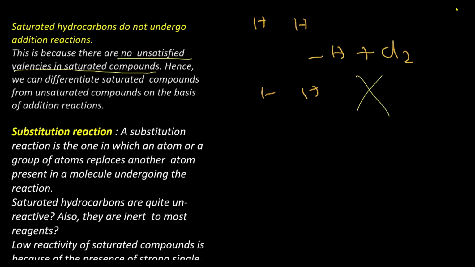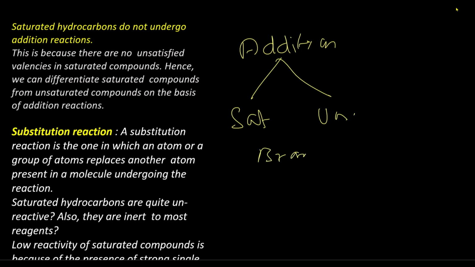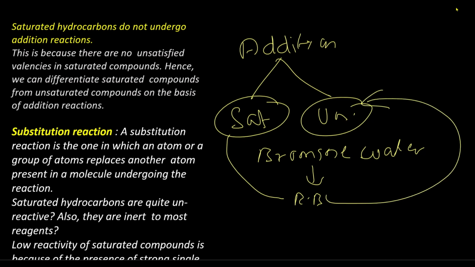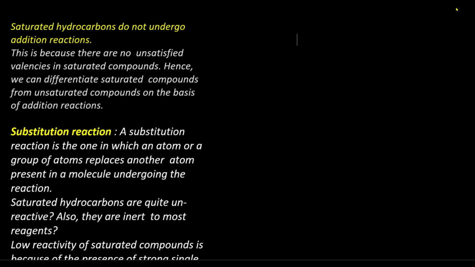In fact, this is the reason why we say saturated hydrocarbons are quite unreactive. And we can use the addition reaction to figure out whether a compound is saturated or unsaturated. The bromine water test is more commonly used. Bromine has an actual color of reddish brown. In the case of a saturated hydrocarbon, no change in color will take place. In the case of an unsaturated hydrocarbon, it will decolorize the bromine, because addition reaction takes place in unsaturated hydrocarbons.